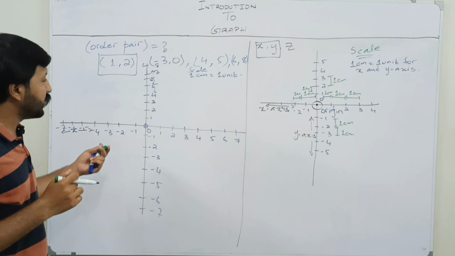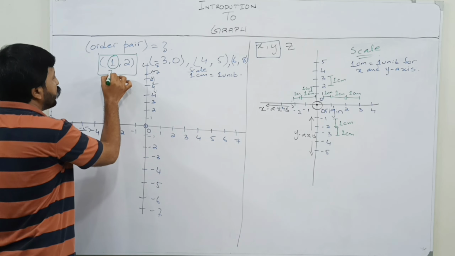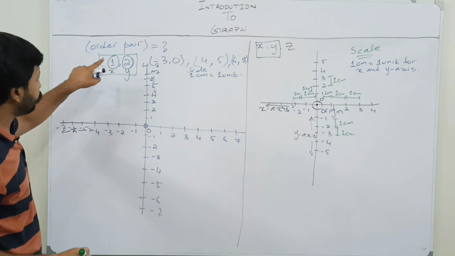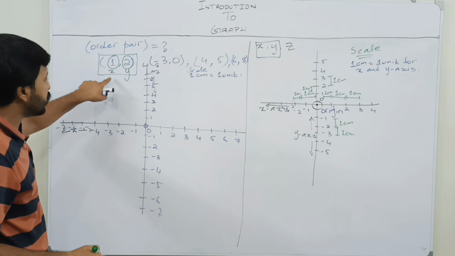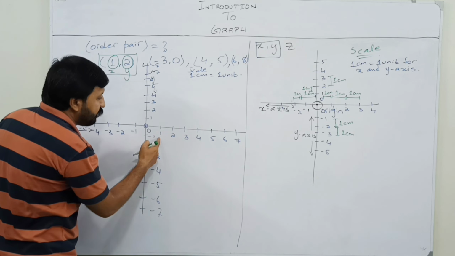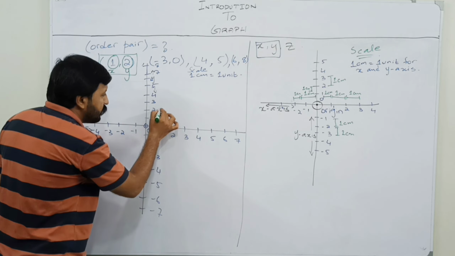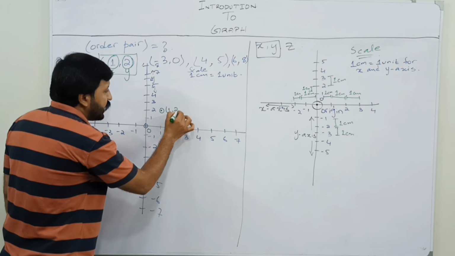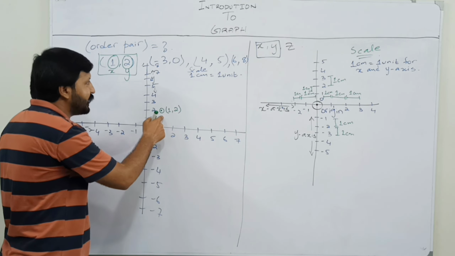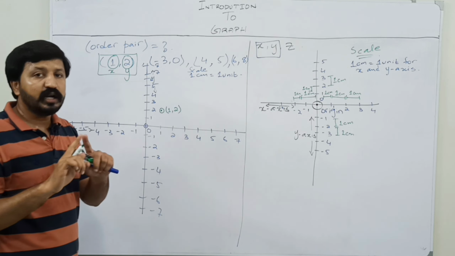How are we going to plot this point? The first value is always for the x, and the second value is always for the y. So first I have to find plus 1 on the x-axis, which is here, and plus 2 on the y-axis. If I go up from this point, here we have (1, 2). I just plotted it. First I marked the points, and now I am plotting the ordered pairs. Marking the points and plotting the ordered pairs are both different.